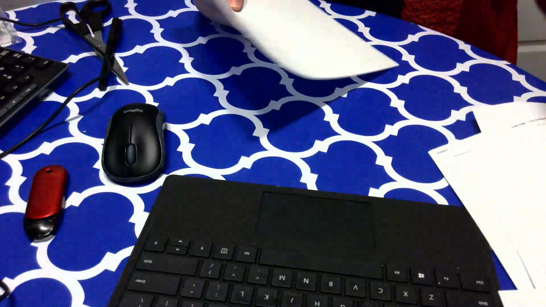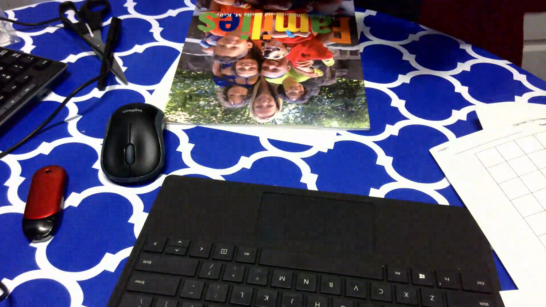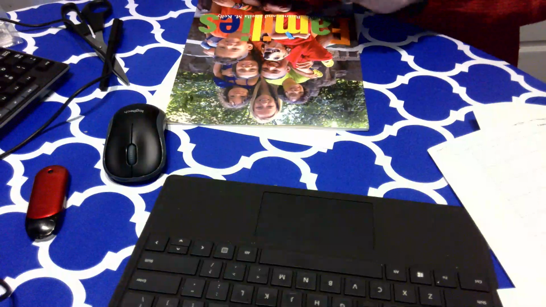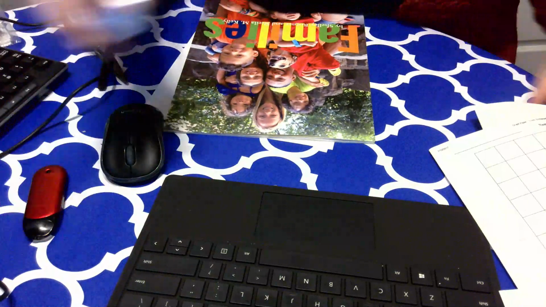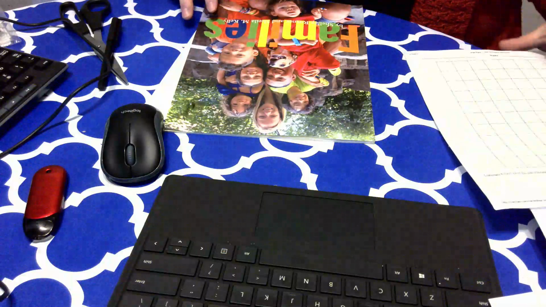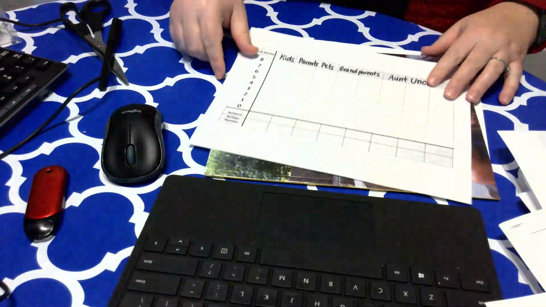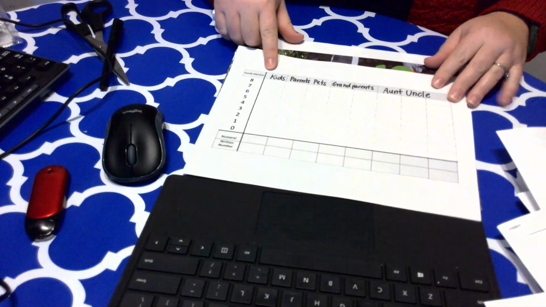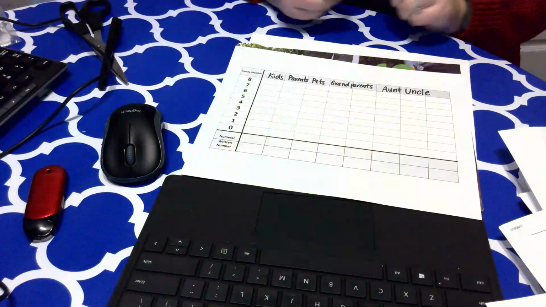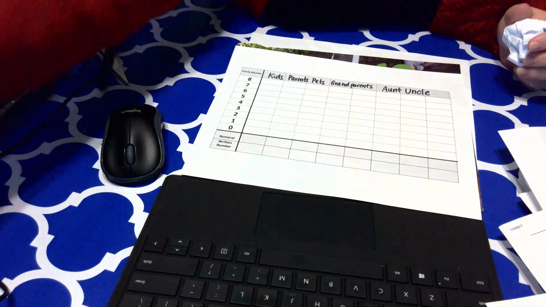Good job. So you learned how to do some tally marks today. That's something that you will use a lot in school, especially when you first start counting. Let's do our graph. And you can label your graph at the top. I left it blank for you so that you can label it however you want.